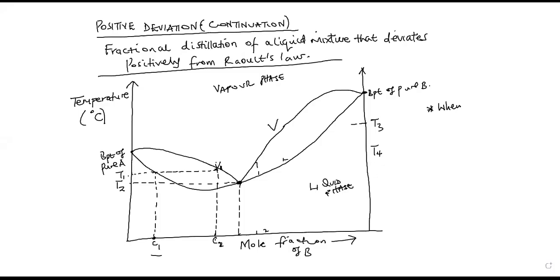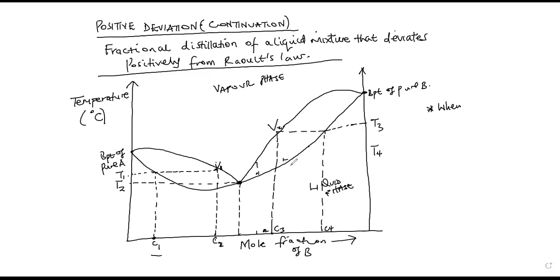Okay, so now we are saying that if I consider composition C4, it will boil at T3, producing vapor V2, which when condensed will produce a liquid mixture of composition C3.